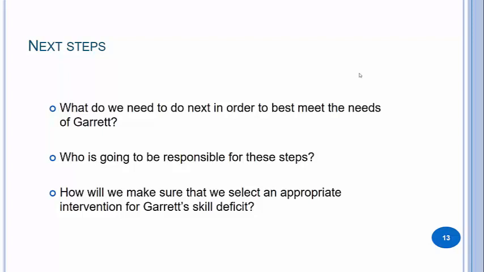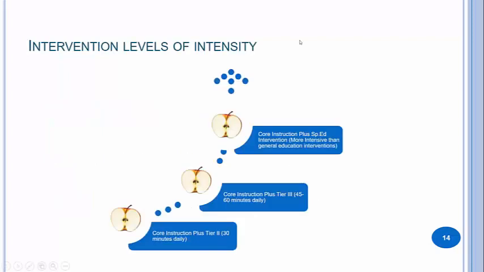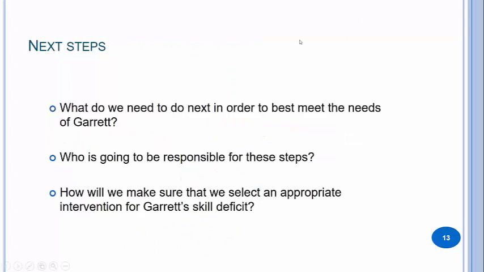Okay, Ty, let's talk about next steps. We've got three bullets here. I'm going to ask you to go through those, and then I've got a question for you on the third one. So let's first talk about what we need to do next in order to best meet the needs of Garrett. Yeah. Well, based on the information we already reviewed, you're going to determine what level of intervention that Garrett needs. You're going to need to decide who can provide the instruction, what intervention he needs, what time of day, when he's going to receive the intervention, and how frequently.